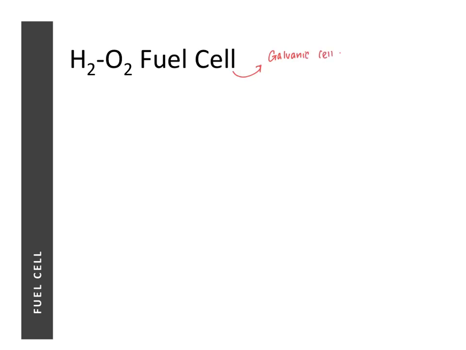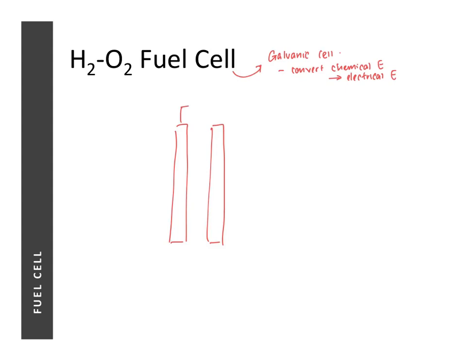Again, as mentioned, a galvanic cell is one that converts chemical energy into electrical energy. So how does a hydrogen-oxygen fuel cell look like? It looks like this. Same thing, you have two electrodes.